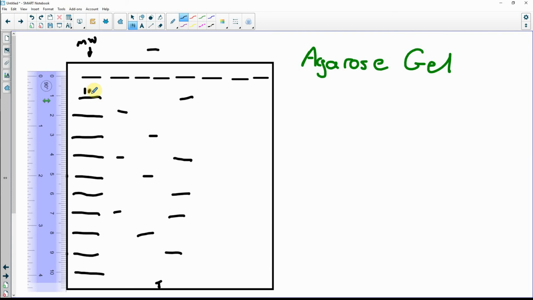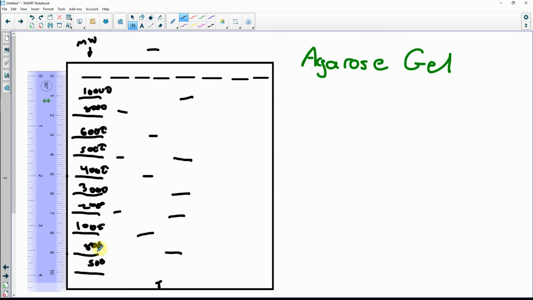This might be 10,000 bases. This might be 8,000 bases, 6,000 bases, 5,000 bases, 4,000 bases, 3,000 bases, 2,000 bases, 1,000 bases, 800 bases, 500 bases. So all of these lines, these bands, have a corresponding number of base pairs. Okay? And we can actually tell that by looking at the package insert.